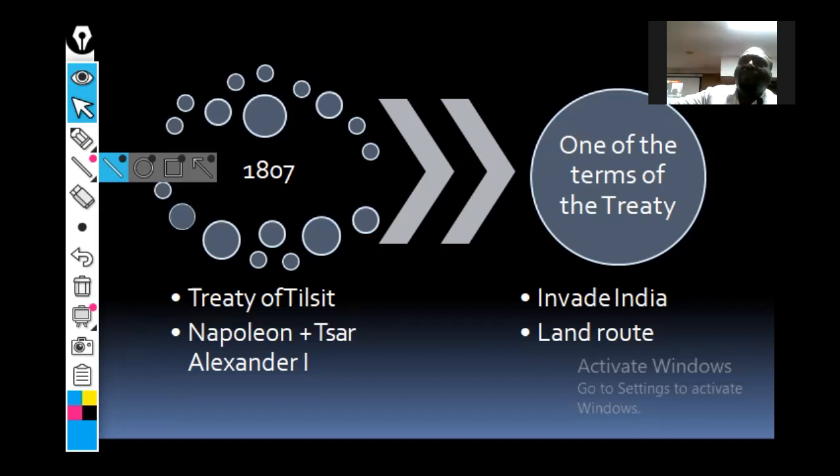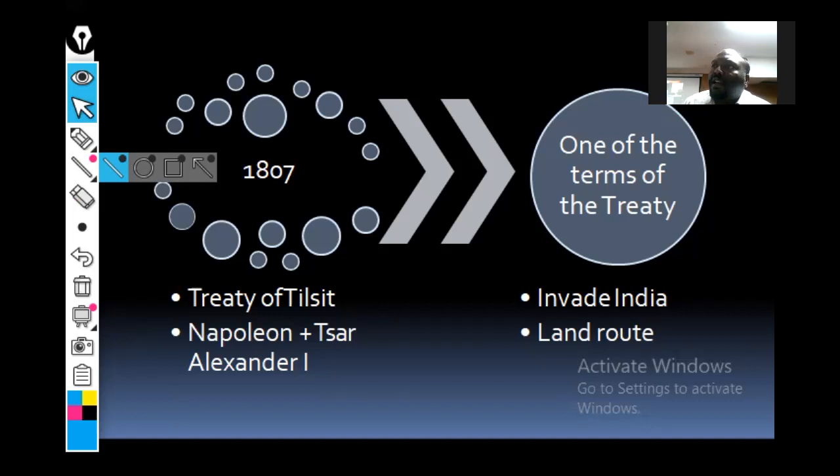So now, once they got the upper hand, he wanted to create what he called a second line of defense with Sindh. At that time, we can see the Tsar of Russia, Alexander I, and Napoleon, they signed a treaty called Treaty of Tilsit 1807. Important. According to this Treaty of Tilsit, Alexander I and Napoleon, the ruler of France, both wanted to invade India.